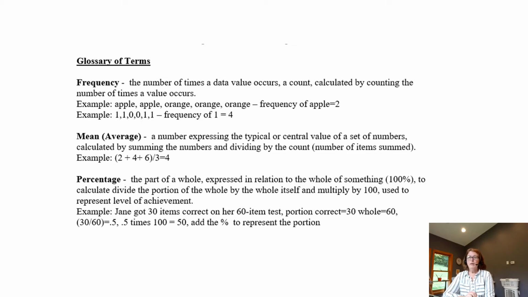Percentage. You have to know how to calculate a percentage. It's okay to use calculators in this assignment, but just if you wanted to do it manually, let's look at the example. Jane got 30 items correct on her 60 items test. The portion correct is 30. The whole number of items is 60, so you could divide the portion she got correct, 30, by 60, and that would give you 0.5. And then you always multiply the result by 100. So 0.5 times 100 is 50. So 50%. She got 50% correct. Again, if you don't want to do that by hand, you can use a calculator.